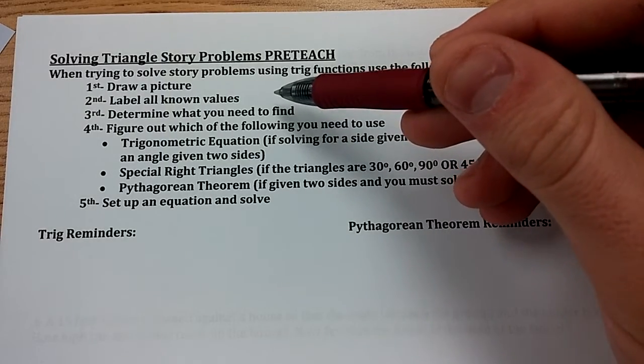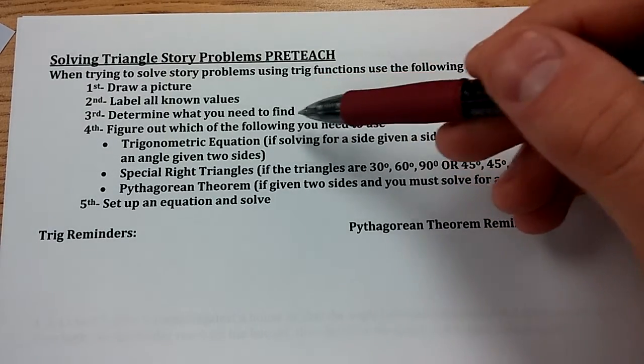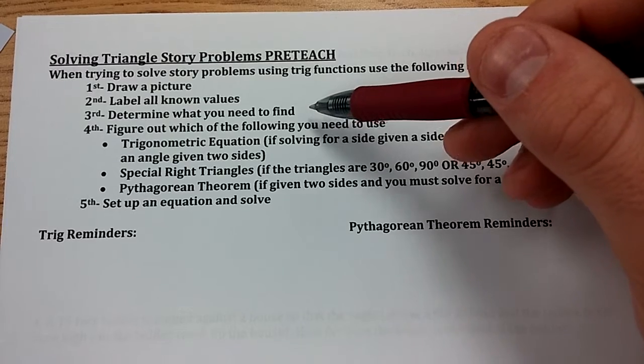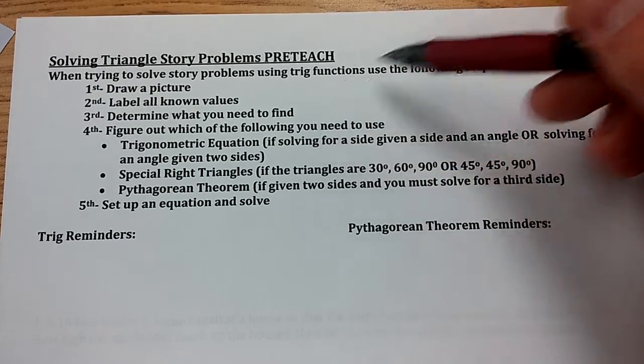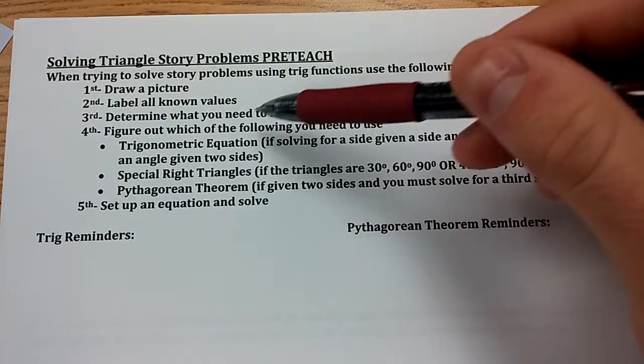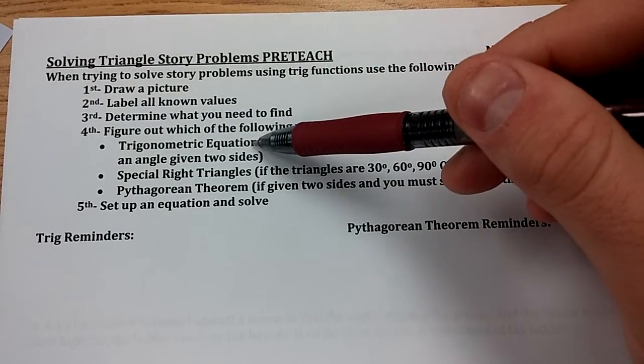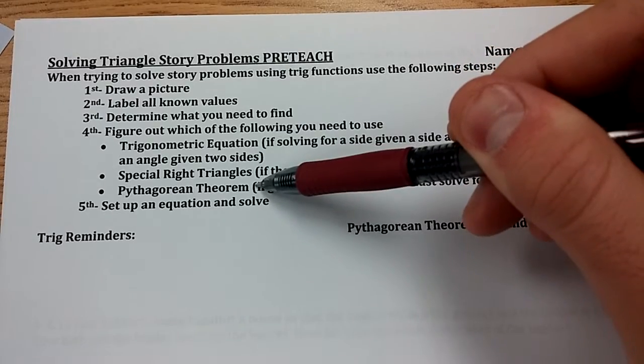Second, label the known values, the information given to you. Third, determine what you need to find. So what are you actually solving for? Could be a side or could be an angle. And the fourth step is figure out which of the following you need to use. We're going to focus on trigonometric equation and Pythagorean theorem.